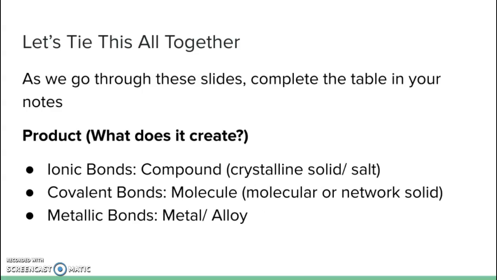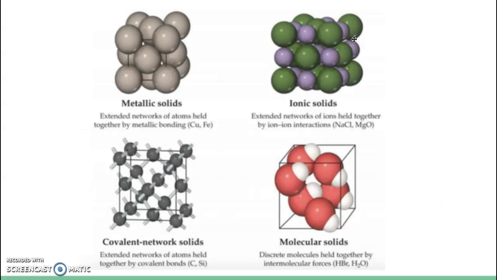Products, what does it create? Ionic bonds create a compound, and that compound can be shown as a crystalline solid or a salt. Covalent bonds create molecules, and they're either molecular solids or network solids, depending on how their elements are arranged. And then metallic bonds are either a metal or an alloy. So this is how we can look at those solids here.